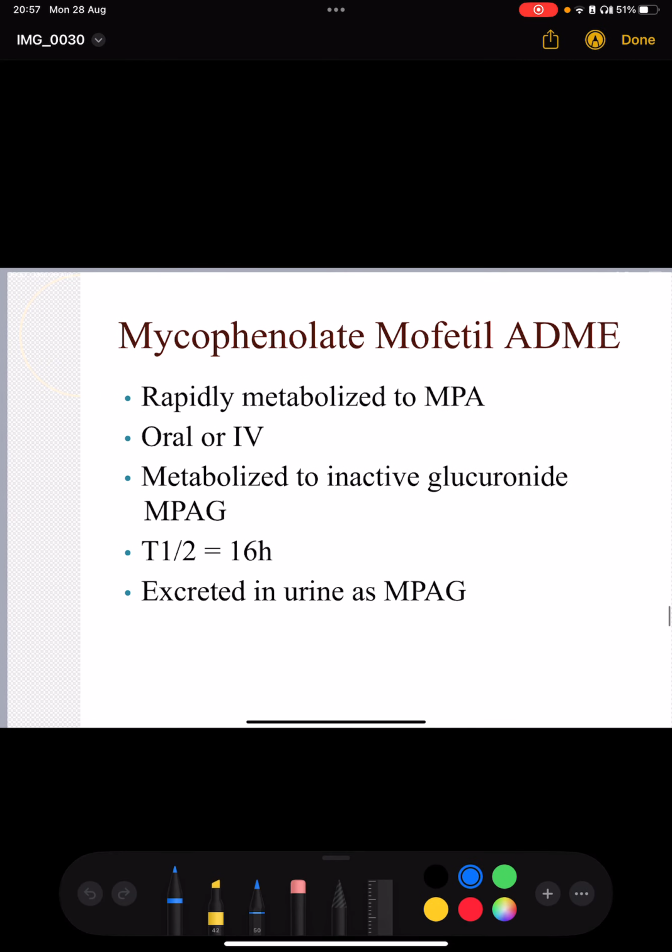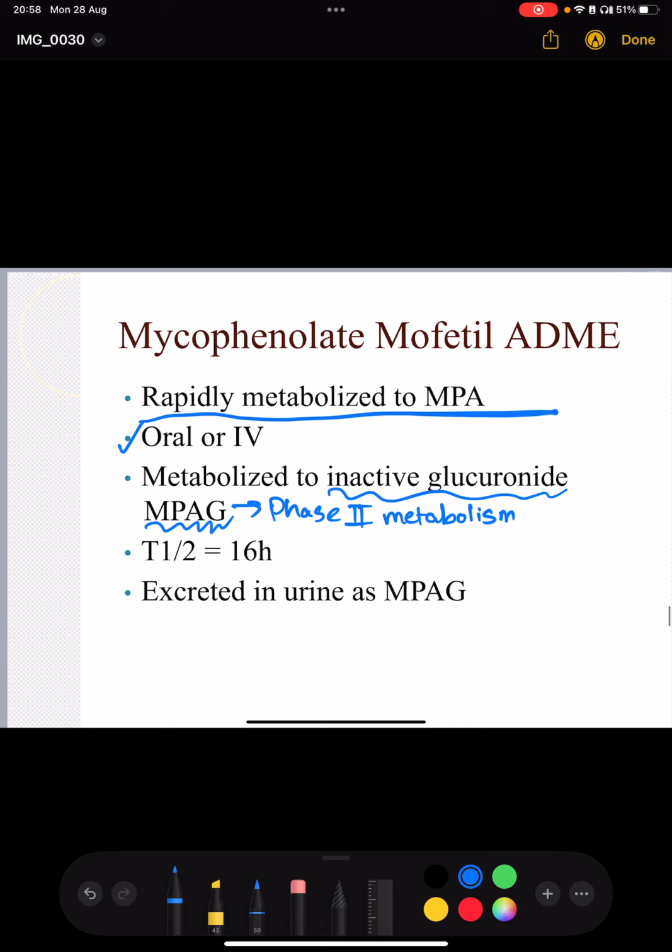Let's talk about its pharmacokinetics. It is very rapidly metabolized to mycophenolic acid. You're just breaking down an ester, and the acidic environment is provided by the stomach. It is given orally or intravenously. It is metabolized to inactive glucuronide MPAG, mycophenolic acid glucuronide. This is phase 2 metabolism, if you remember your pharmacokinetics. And it is excreted in urine in the same form as mycophenolic acid glucuronide.